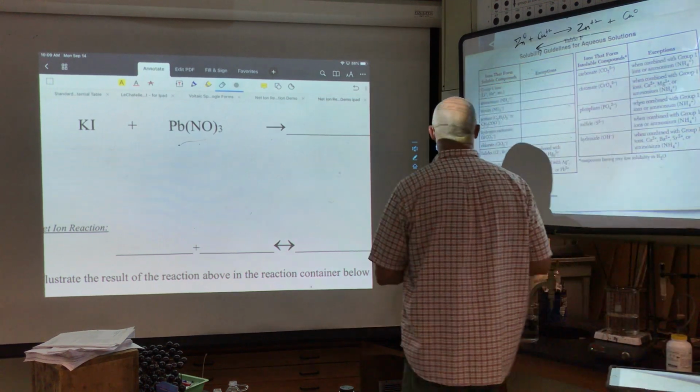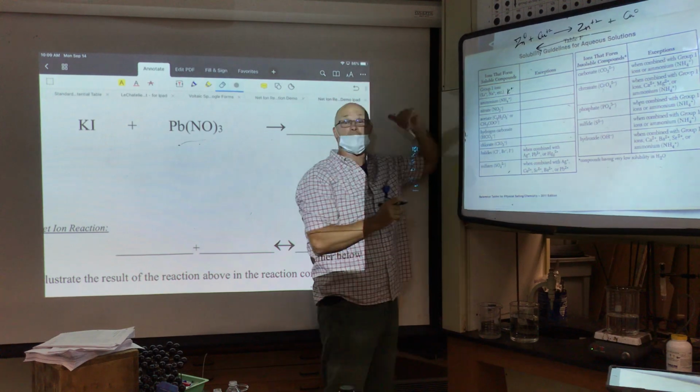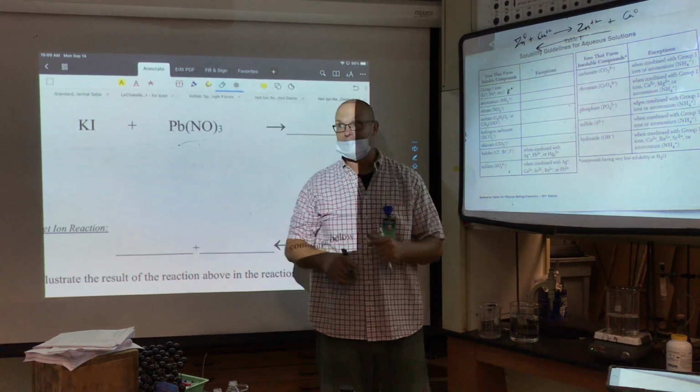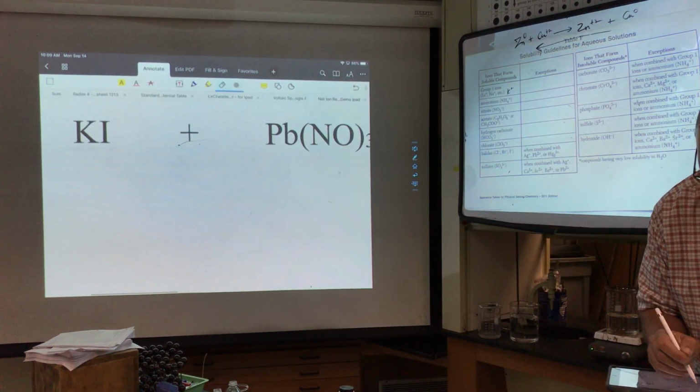Yes. All right. So potassium is right here. It's a group 1 ion, so low charges. It's not going to attract the iodine strong enough, so guess what's going to happen? It's going to dissolve. So party people, we write aqueous, AQ.